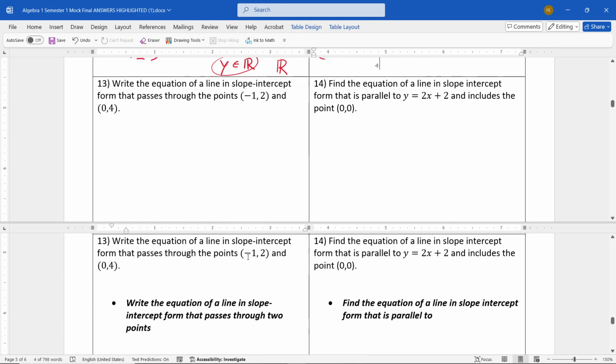Almost there. Number 13, write an equation of a line in slope-intercept form. So that's the first thing. Here's what slope-intercept form is. It's the classic y equals mx plus b because you're given a slope and an intercept. And that's why it's called slope-intercept form.